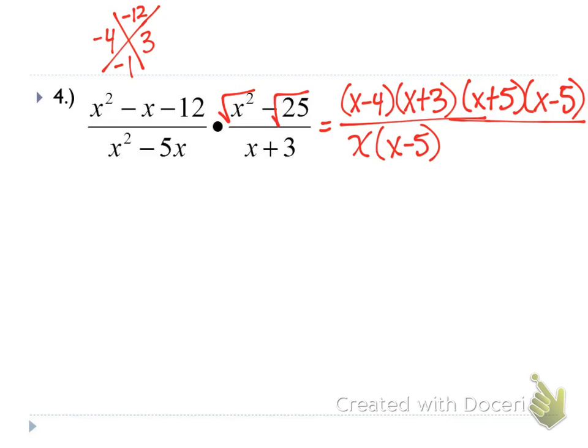When I factor out an X, what's left over? X minus 5. Can my other denominator be factored? No. So what do you think I need to put around it? Thank you.